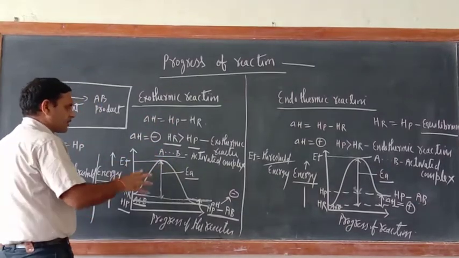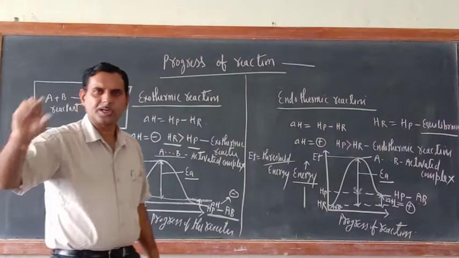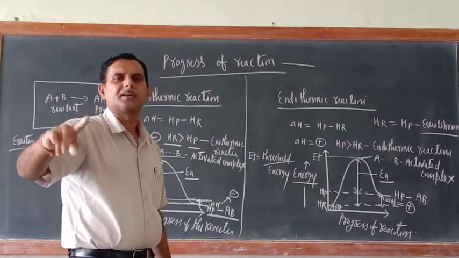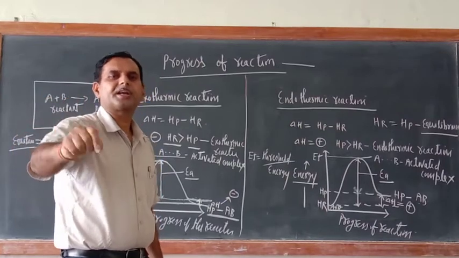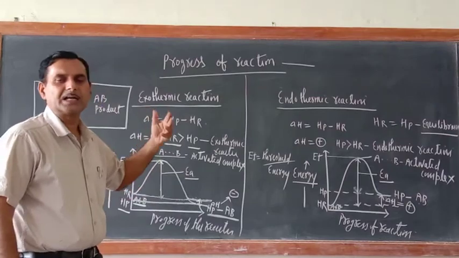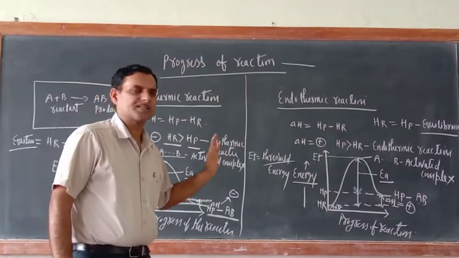And now just see, what is the meaning of threshold energy? Threshold energy is the sum of activation energy plus average kinetic energy of the molecules. Average kinetic energy of the molecules is always with the reacting species. In this way, this is finished.